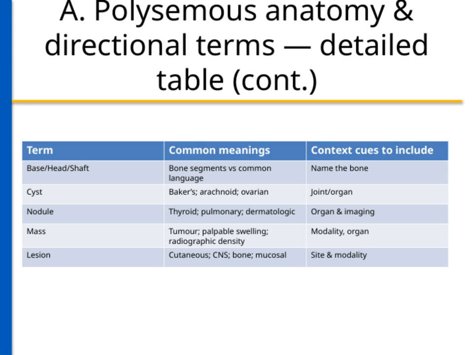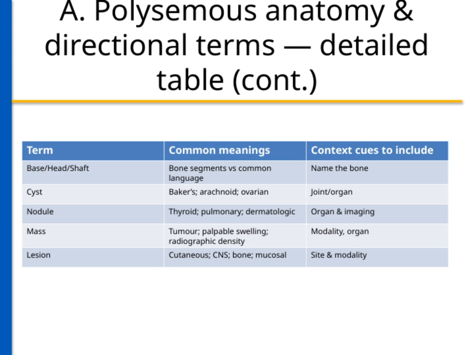Moving on to nodule. This term is used across various specialties. For instance, a thyroid nodule refers to a lump in the thyroid gland, a pulmonary nodule is found in the lungs, and dermatologic nodules are skin lesions. Again, the site and even the imaging modality used can help clarify what kind of nodule we're talking about.